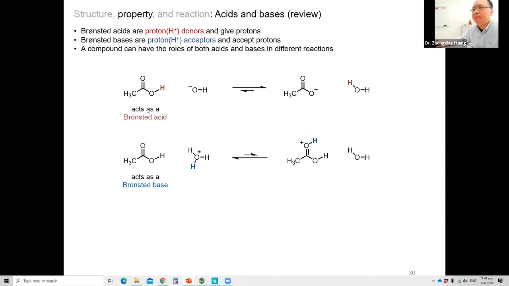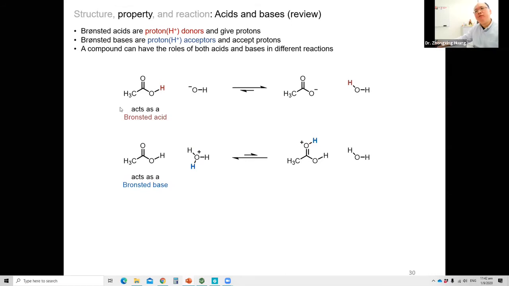This is a Bronsted acid, acetic acid. It can react with hydroxide anion, like potassium hydroxide or sodium hydroxide. It can deprotonate this hydrogen to become an anion, right? So this molecule, acetic acid, acts as an acid. But it can also react with hydronium, and protonate this oxygen. In this reaction, the hydronium acted as an acid because it donates a proton, right? It put one proton onto the oxygen here. So in this reaction, acetic acid acts as a base.